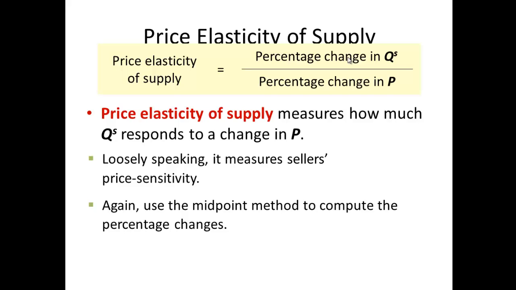And then remember, we said that if you know at least two of these factors, if you know the percentage change in quantity supplied and the percentage change in price, then you can figure out price elasticity of supply. If you know price elasticity of supply and the percentage change in price, you can figure out the percentage change in quantity supplied. And likewise, if you know the price elasticity of supply and the percentage change in quantity supplied, you can figure out what the percentage change in price is.